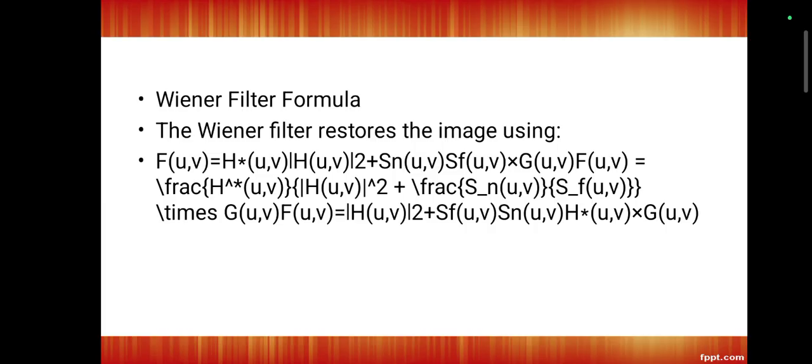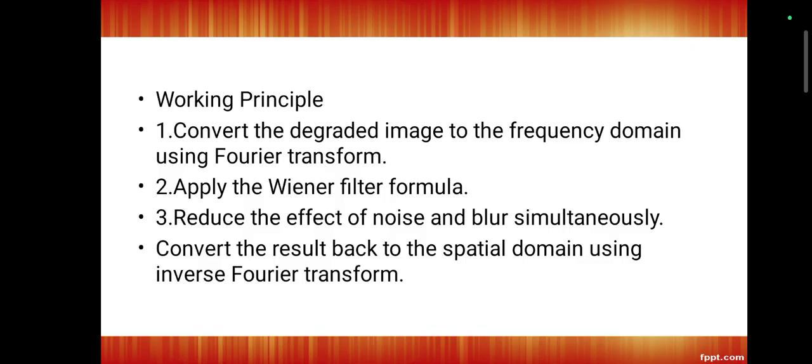The Wiener formula is given as F of u comma v equals H of u comma v divided by the magnitude of H of u comma v squared plus S n of u comma v divided by S f of u comma v, into G of u comma v. So here, some important image equations should be learned to understand the basic concepts of the Wiener filter.